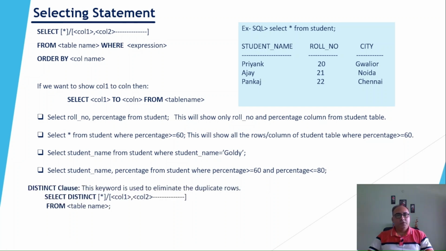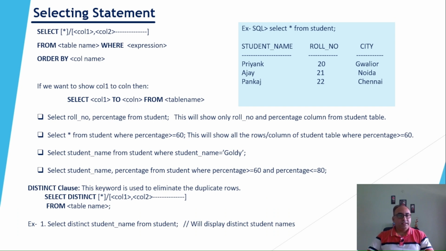Then we have the distinct clause. This is basically used to eliminate duplicate rows from the select statement. The syntax is pretty simple, quite similar to the select statement. The only thing is that you will have to include the distinct keyword in your select statement. Let's look at some examples.